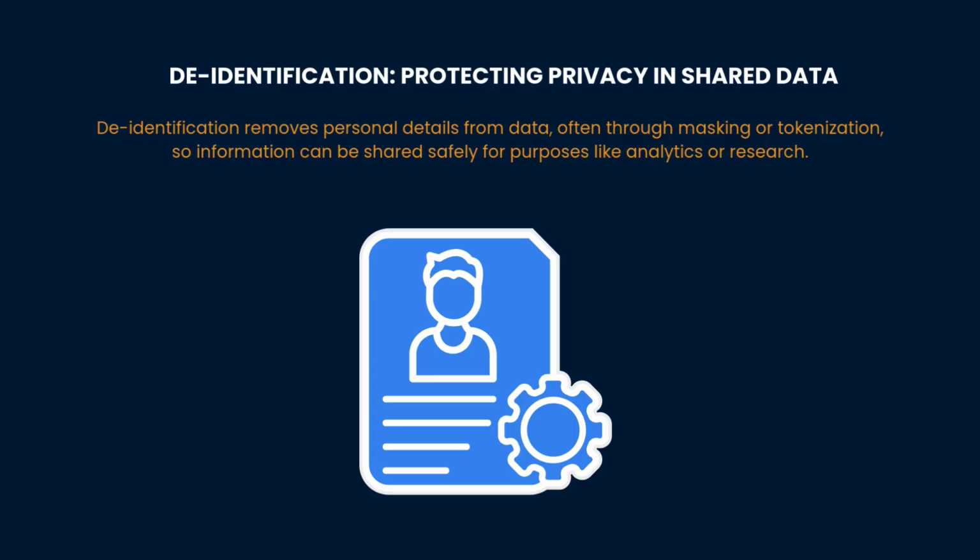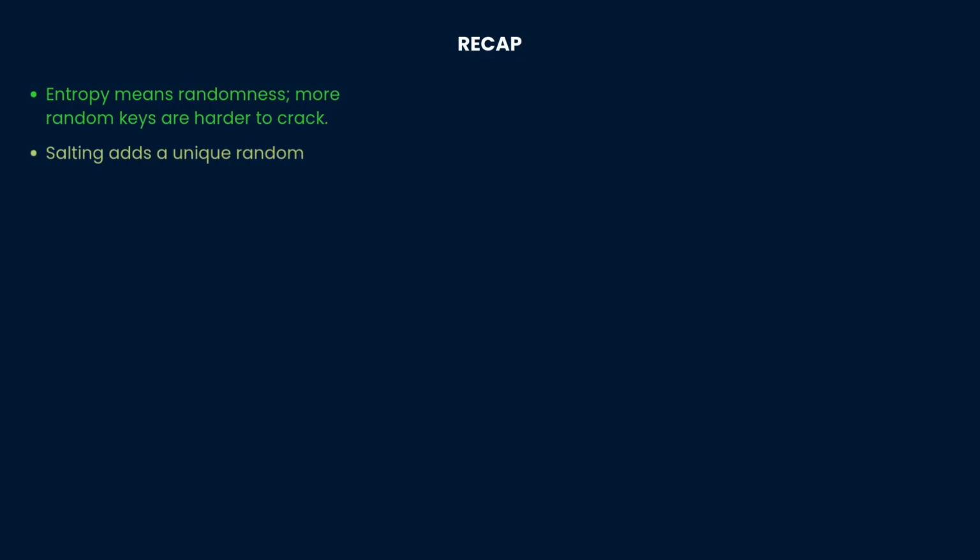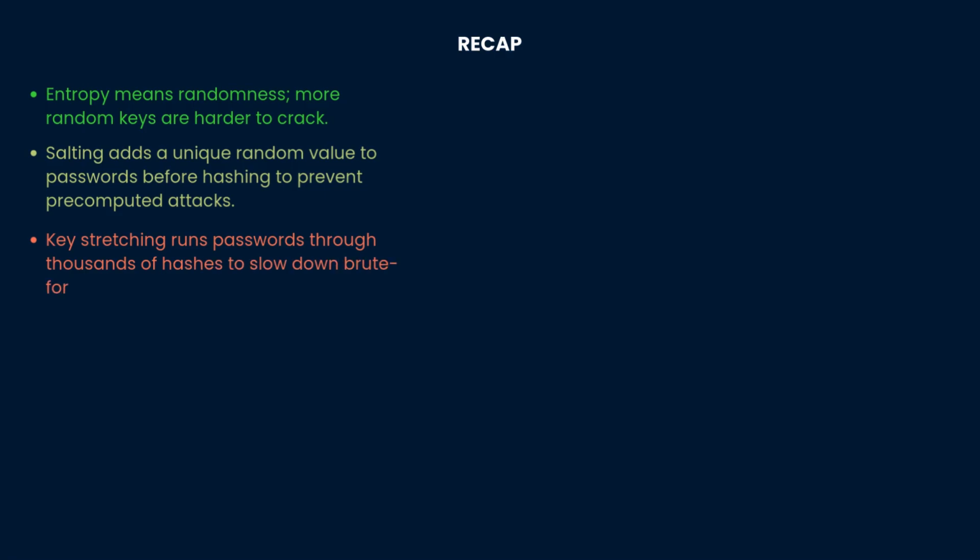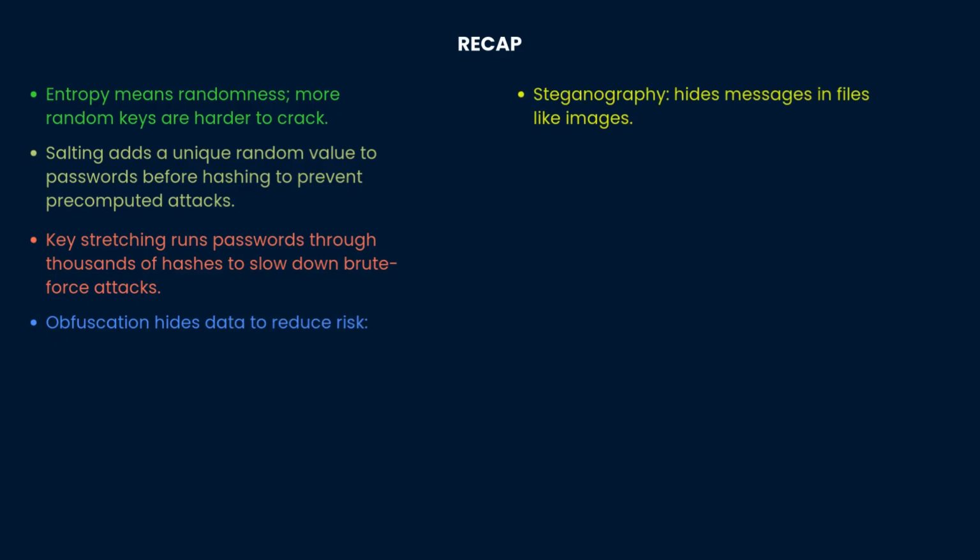Alright, that's all for now. Here's a recap. We learned entropy means randomness. More random keys are harder to crack. We also learned about salting, how it adds a unique random value to a password before hashing to prevent pre-computed attacks. We learned about key stretching, how it runs passwords through thousands of hashes to slow down brute force attacks. We learned about obfuscation, hiding data to reduce risk. And we learned about steganography, hiding messages in files like images.